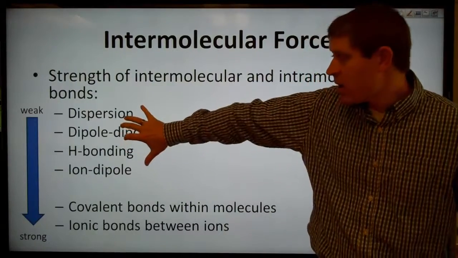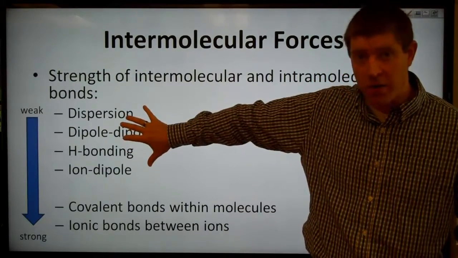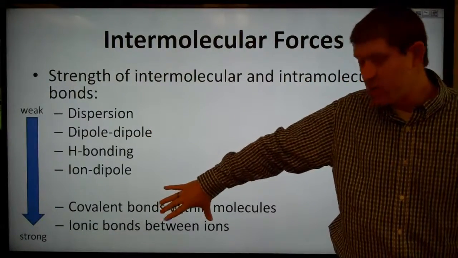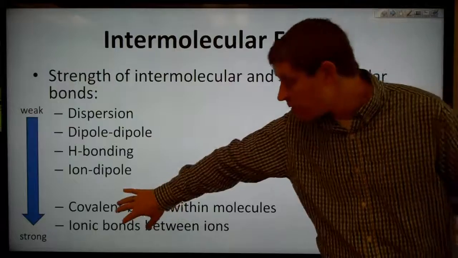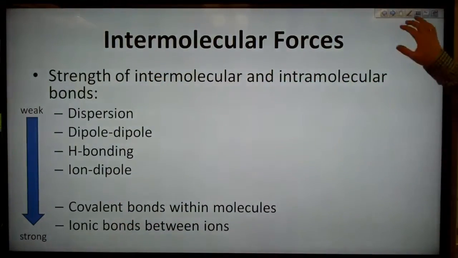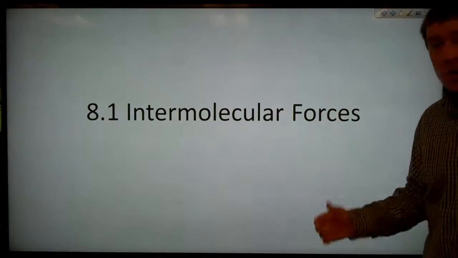You have a full and complete ionic charge there that's bonded to the dipole. Now, all of these intermolecular forces are very weak compared to the covalent bonds within molecules and the ionic bonds between the ions. Those are much, much stronger, but the strength increases as you move down on this slide. So that was intermolecular forces.